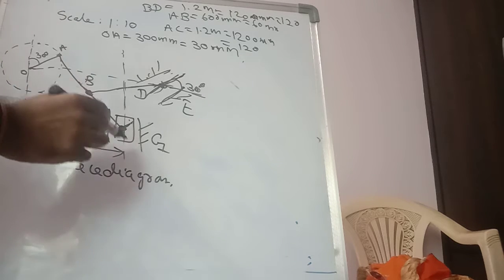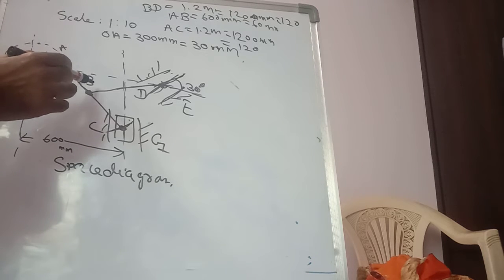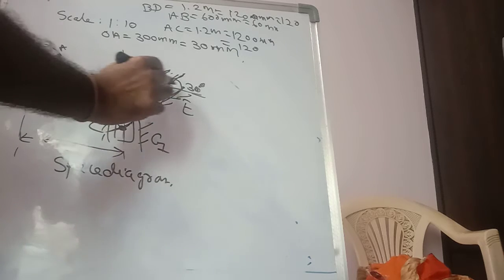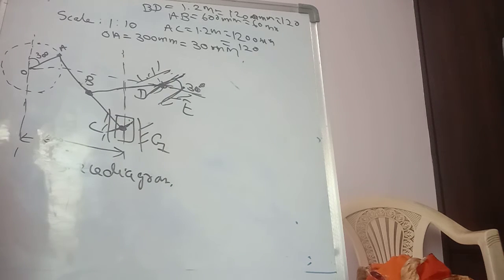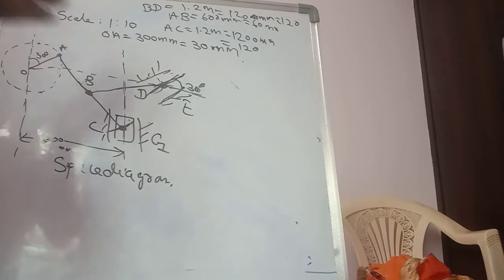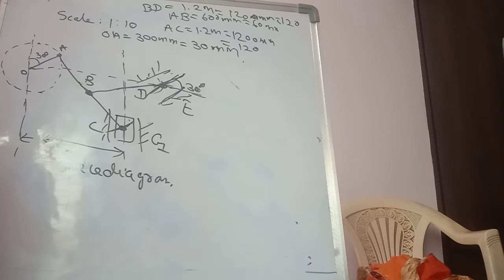Now on that line, you mark AB. AB is equal to 60 mm as per scale. Now from B, you draw an arc on the horizontal line, and you get the point D, because BD is given as 1.2 meters, 1200 mm, which is equal to 120 mm. Now you get the point D. Here there is a slider at an angle of 30 degrees. That slider is E. Here the vertical slider is G.